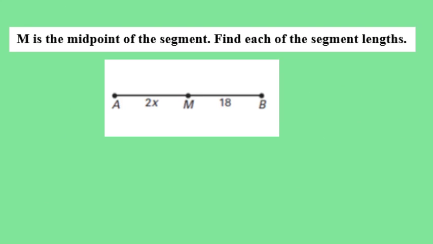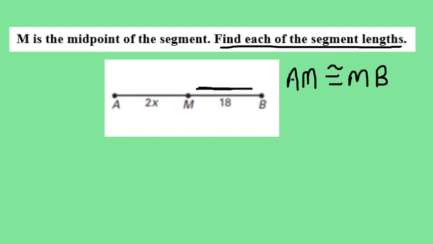Okay, so now we have one involving a variable. So again, we want to find each of the segment lengths. Now we already know MB is 18. That's given to us here. We also know that MB and AM are congruent. They have the same measurements because, again, we know that this is our midpoint already.